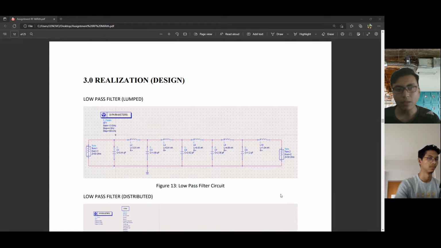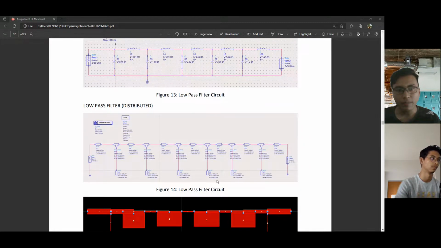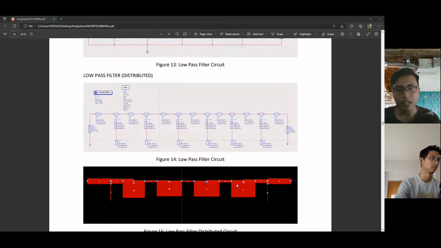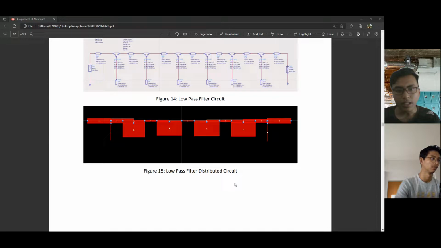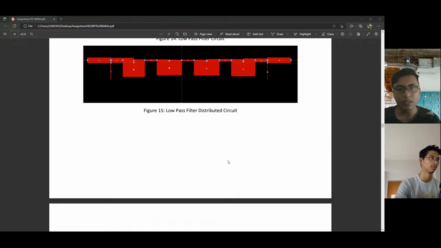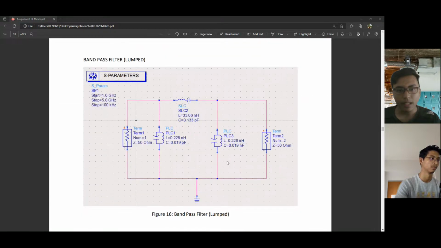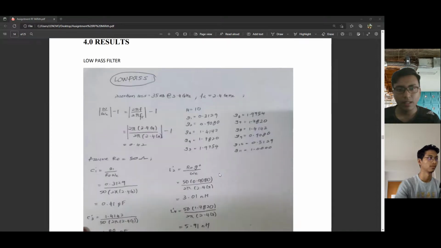So let's start with our project. First is our low pass filter circuit, the circuit that we designed, and then we want to find the distributed one. So we designed another circuit, and we got the result for the low pass filter distributed circuit. And next, the band pass filter. So this is the circuit for the band pass. So the result, continue.